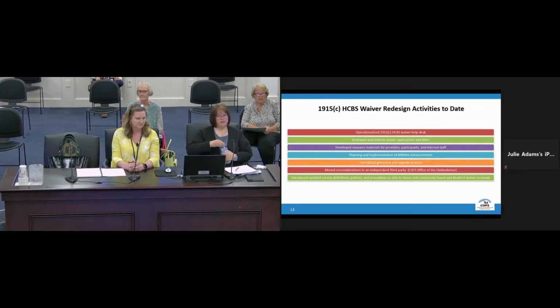We also, in November of 2019, operationalized a waiver help desk. This is staffed by staff in my division. They speak to members, they speak to advocates, they speak to providers. We have a specialized group that deals with case managers, so if they're out in the field and they have a question, they have somebody that they can call and directly get to speak to. And we receive anywhere from 45 to 80 calls on that line every day.